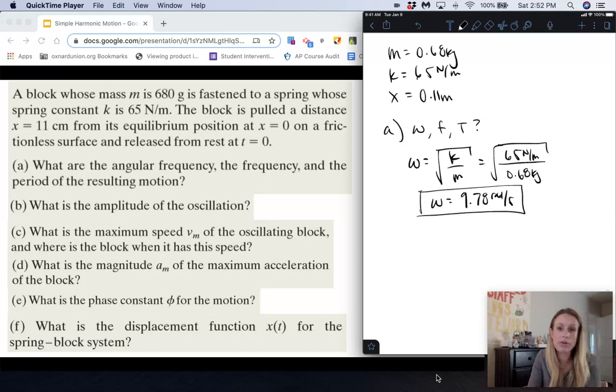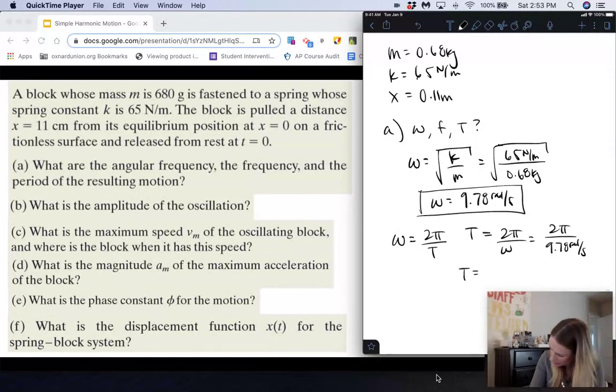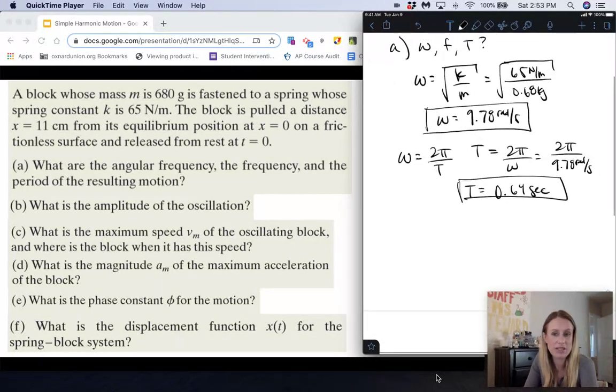We know another equation that relates angular frequency and period. Angular frequency is equal to 2 pi over period, so period is equal to 2 pi over angular frequency. So 2 pi divided by 9.78 radians per second gives us that the period is equal to 0.64 seconds.